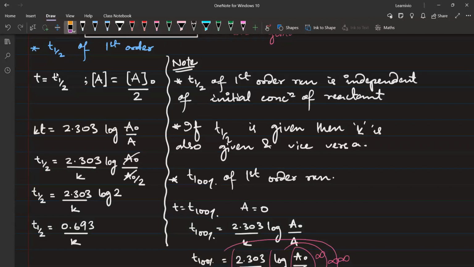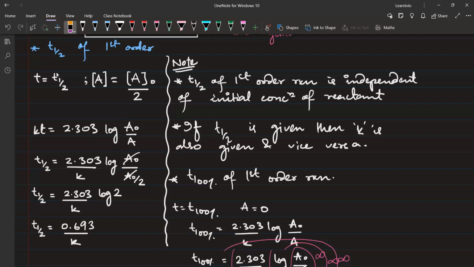I will get T half is equal to 2.303 divided by K. K is coming here as denominator. Log A naught divided by A naught by 2. Now A naught and A naught will cancel and denominator is numerator, so we will get log 2. T half will be equal to 2.303 divided by K into log 2. When you plug in the value of log 2 and multiply by 2.303, you will get 0.693. So T half is equal to 0.693 divided by K.